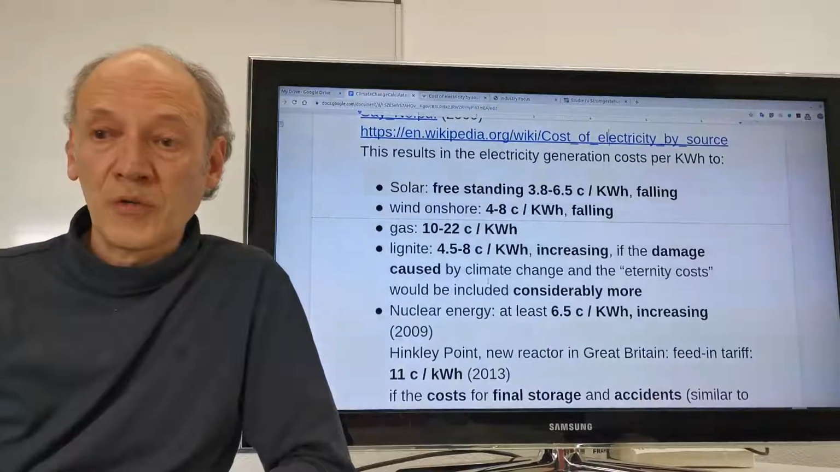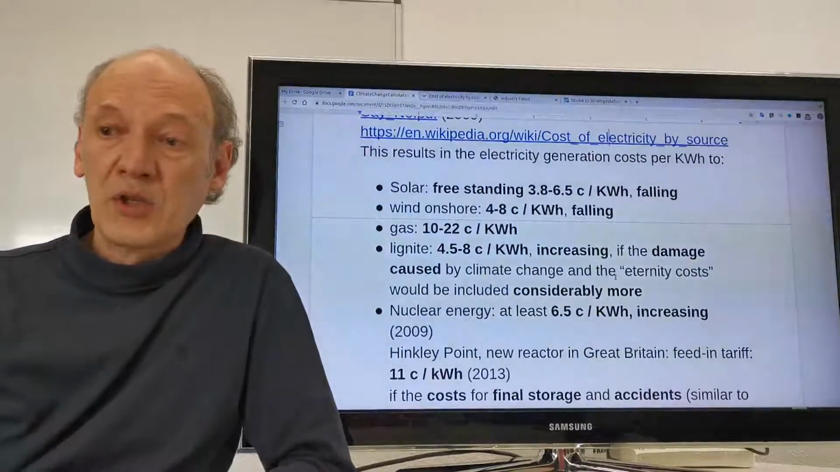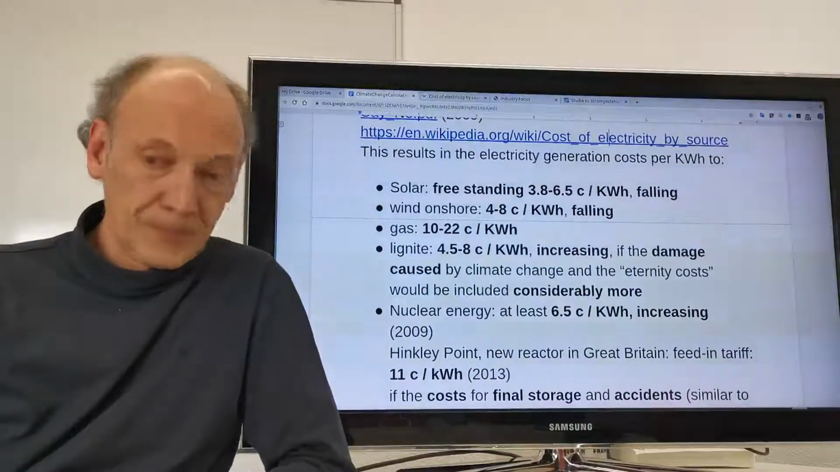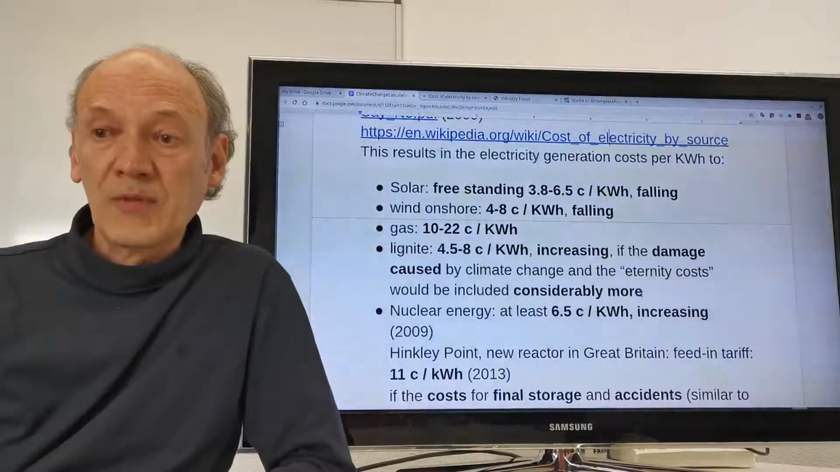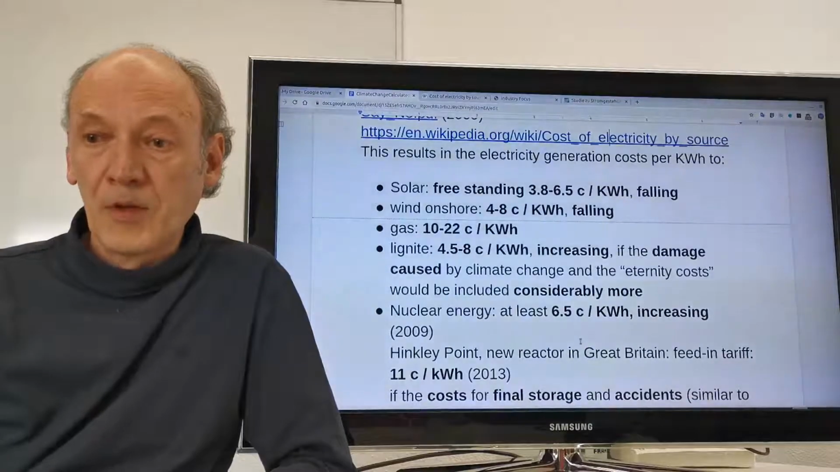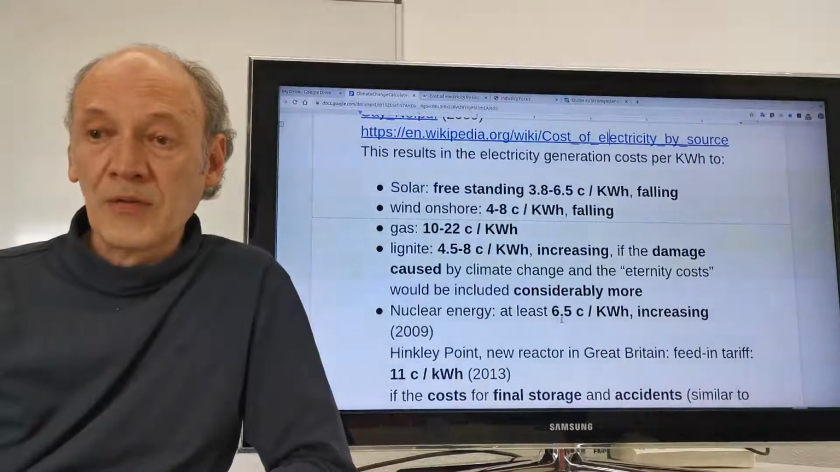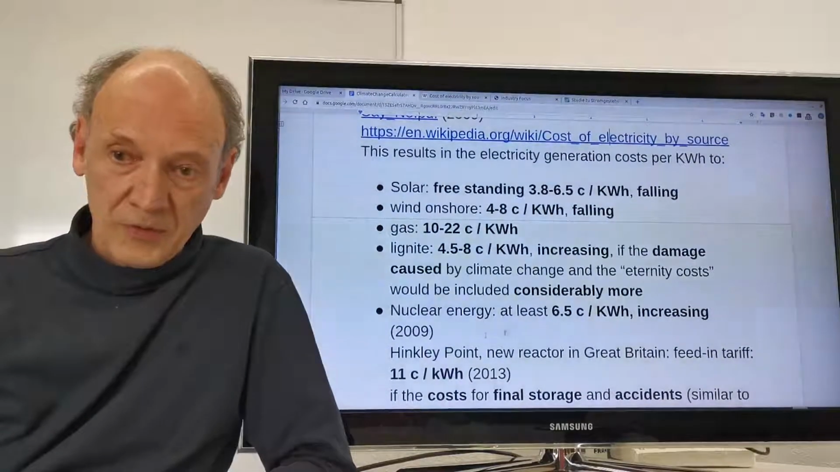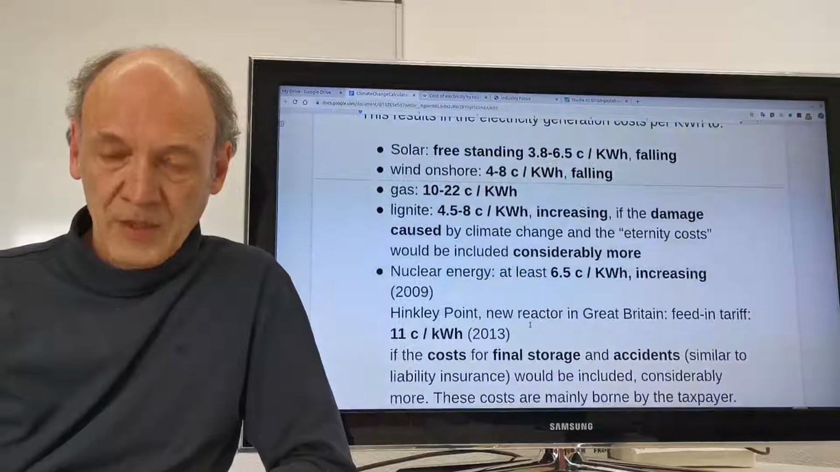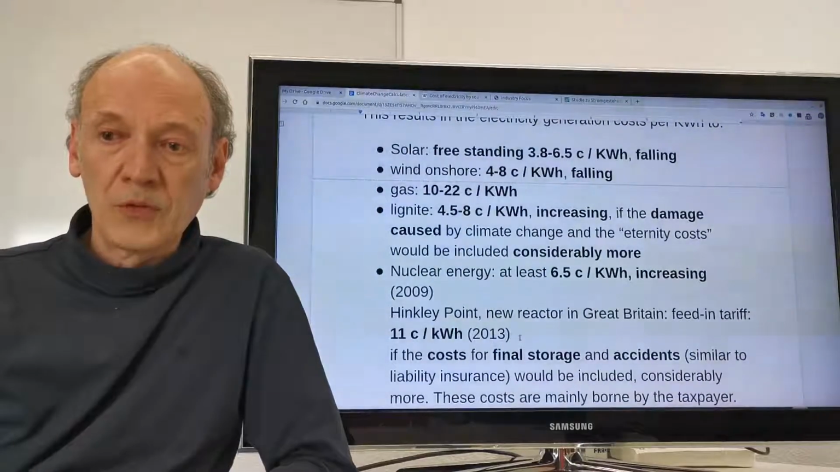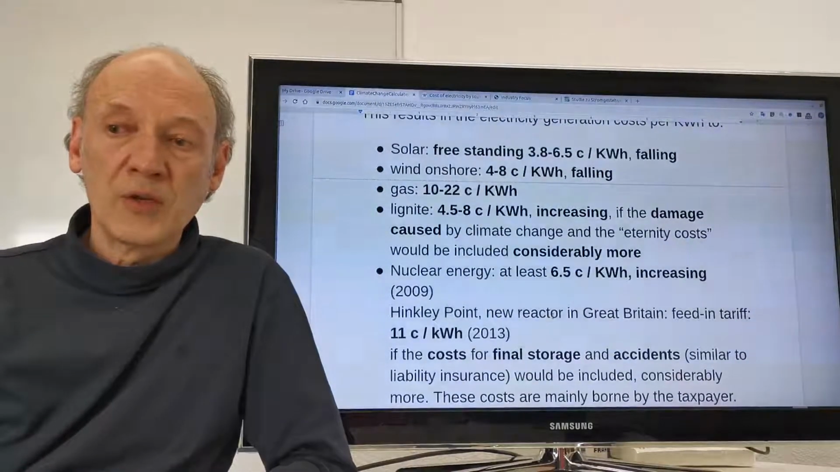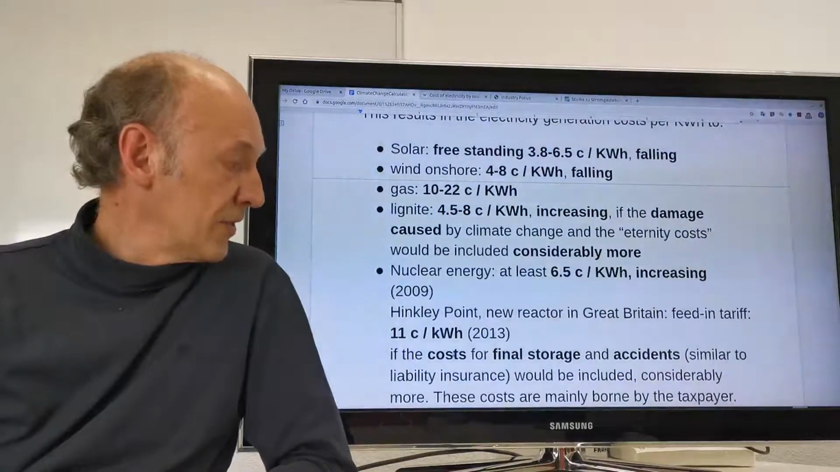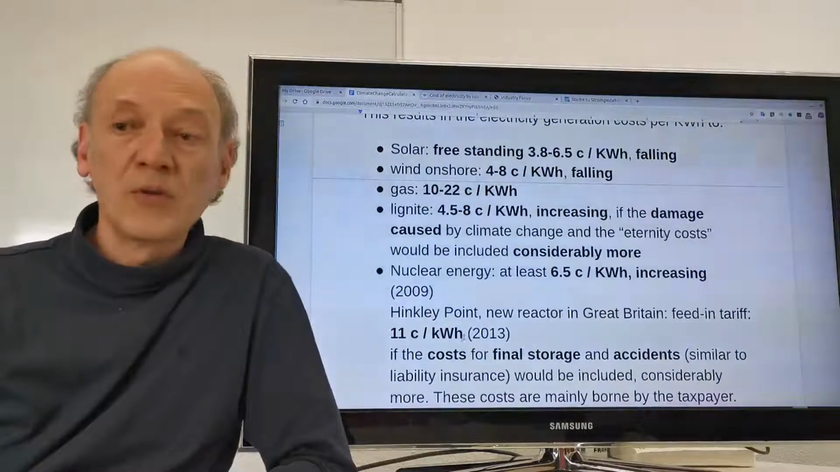And if the damage caused by climate change and the eternity costs would be included, we would have considerably more cost. So this also means the cost will be increasing. Nuclear energy, we have at least 6.5 cents per kilowatt hour and increasing. So this was 2009. I have 2013 for the new reactor in Great Britain, Hinkley Point. They get 11 cents per kilowatt hour, so this already shows that it's increasing.